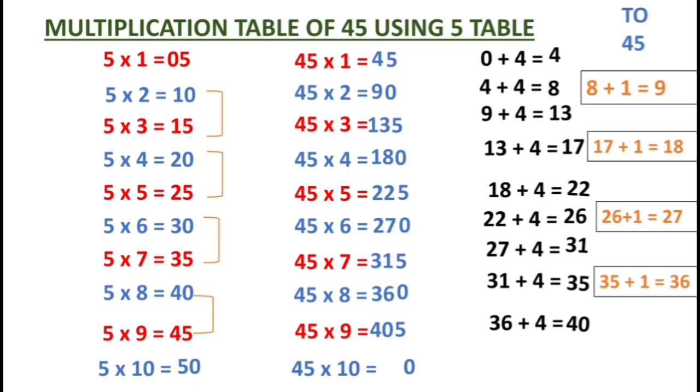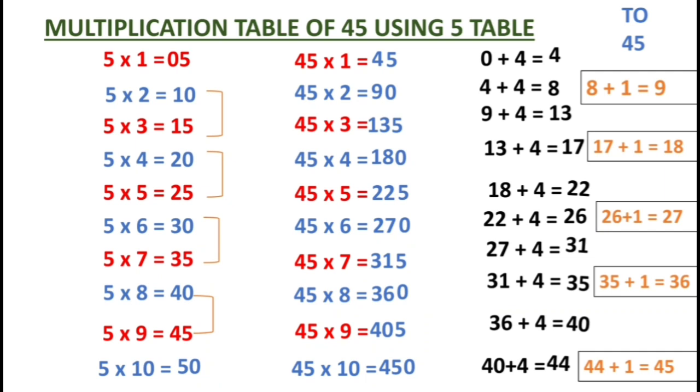Now 40 plus 4, 44. Is the tens place changing here? Yes, the tens place is changing from 4 to 5. 5 nines are 45, 5 tens are 50. The tens place is changing from 4 to 5. So we add 44 plus 1. We get 45. 45 tens are 450. So now we have found out the 45 table using the 5 table.